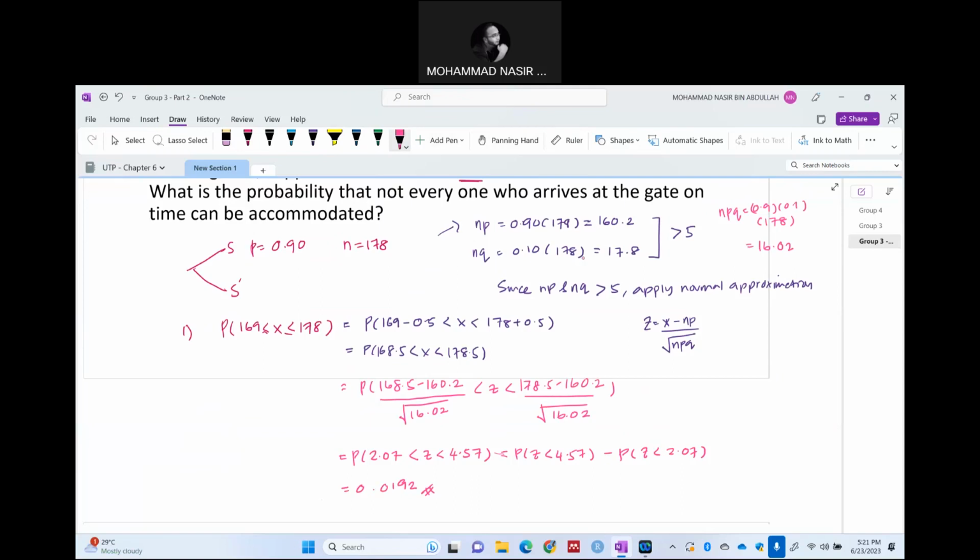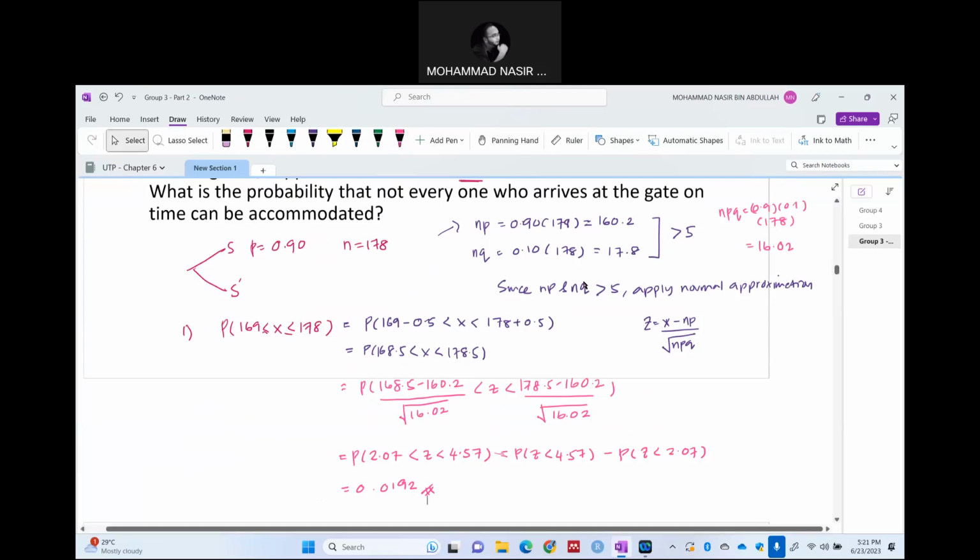Okay. So first, we need to make sure the problem is a binomial problem. Then we check the requirement to use normal approximation: np and nq should be more than 5. When the condition is met, we apply continuity correction by adding 0.5 and subtracting 0.5. We convert to the Z distribution, the standard normal distribution, and calculate the value. Done?